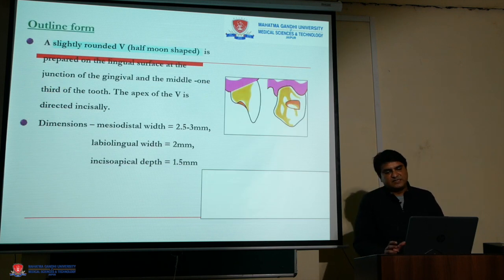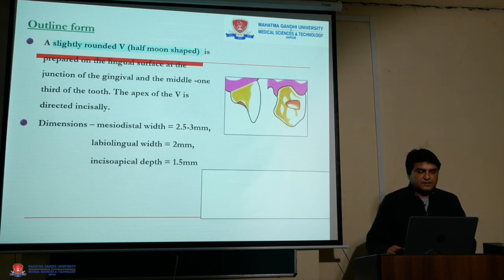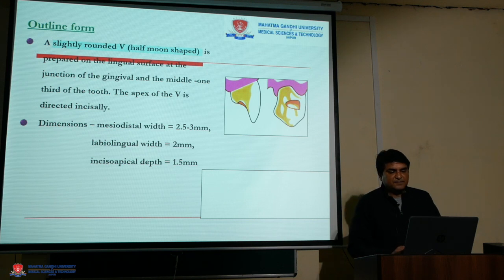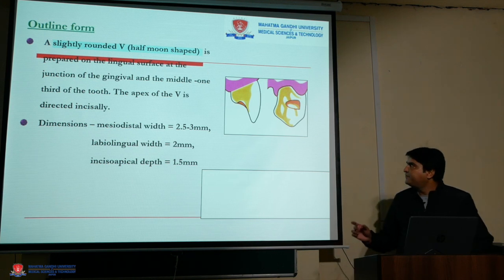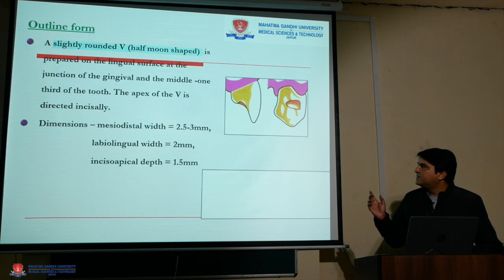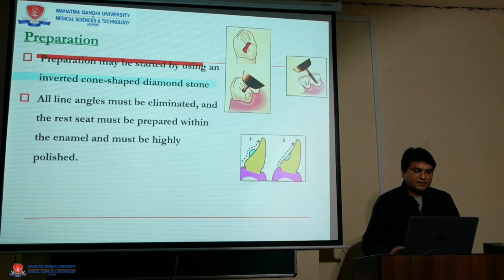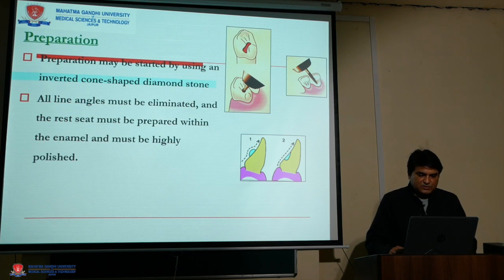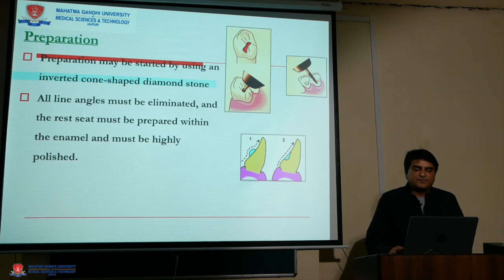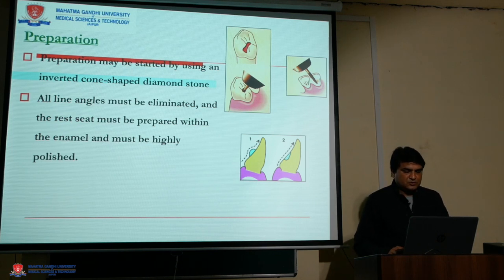The outline form of these rests is half moon shaped, and dimensions are mesiodistal width is 2.5 to 3 mm, labiolingual width is 2 mm, and inciso-apical depth is 1.5 mm. It is also prepared by using an inverted cone shaped burr, diamond stone, and all line angles should be properly polished so that there is easier removal and placement of the removable partial denture.